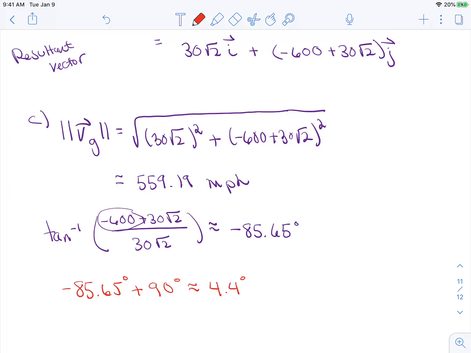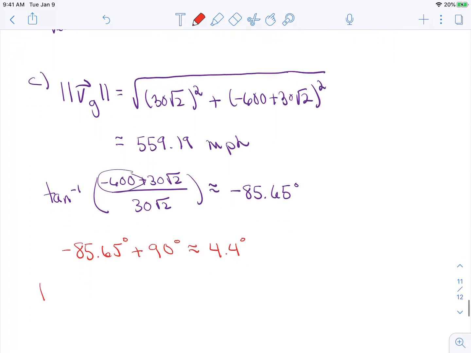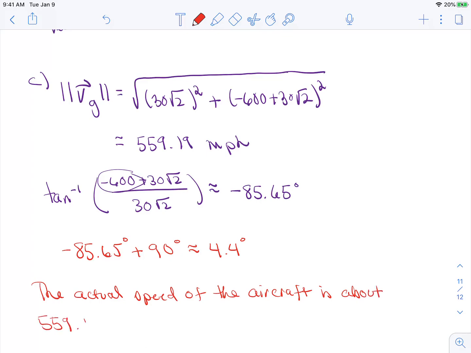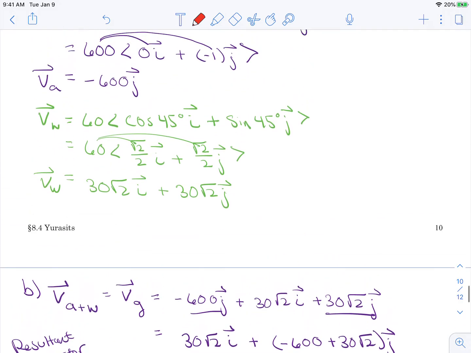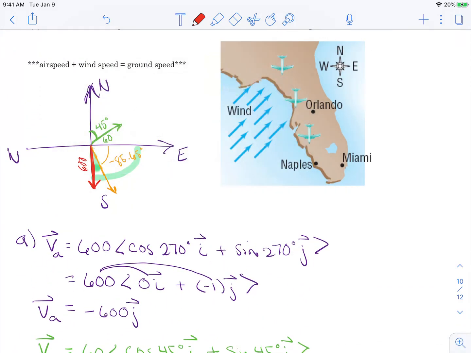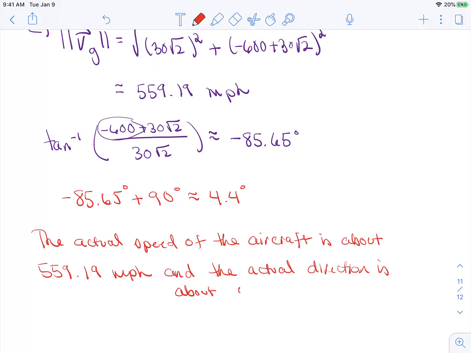And so what you want to say then is the actual speed of the aircraft is about, and I like to say about because I did some rounding, 559.19 miles per hour. And the actual direction, now be careful with this, I need bearing, is about, now if I go back up here, if this is the angle we're looking for, right here, that's attached to your south, right? And it's heading east. So that's why I'm going to say it is about 4.4 degrees east of south.